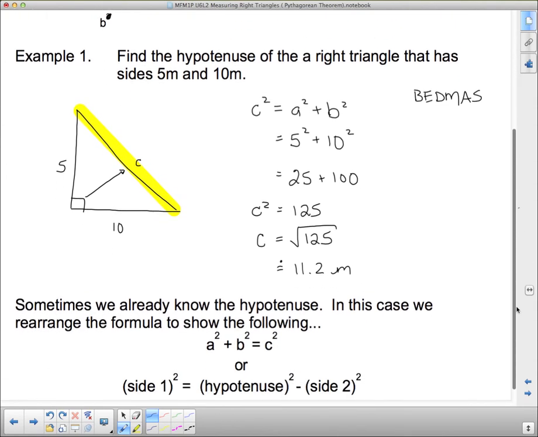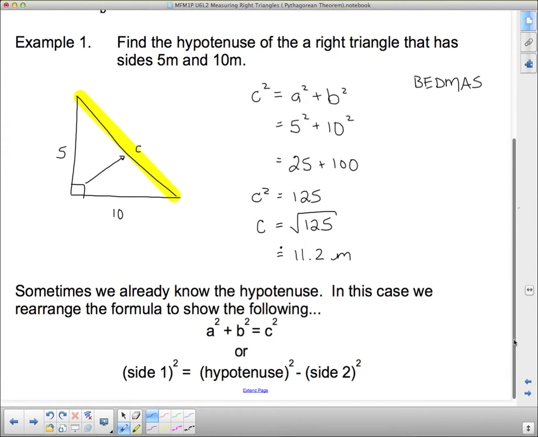So next question, this says, sometimes we already know the hypotenuse. In this case, we rearranged the formula to show that side 1 equals hypotenuse squared minus side 2 squared. And this wasn't rearranged. A squared equals C squared minus B squared is what that should have been written as. Okay, or side 1, whatever side we're trying to find. This is always the side we're finding. The side we are finding squared equals the hypotenuse squared minus side 2 squared.